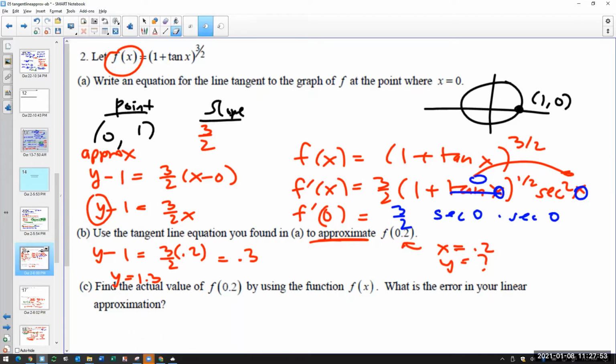Okay, guys, if this is an approximation, let me write it to make sure you understand. What is my actual value? What did I actually approximate? I approximated this thing right here, right? This f of 0.2.